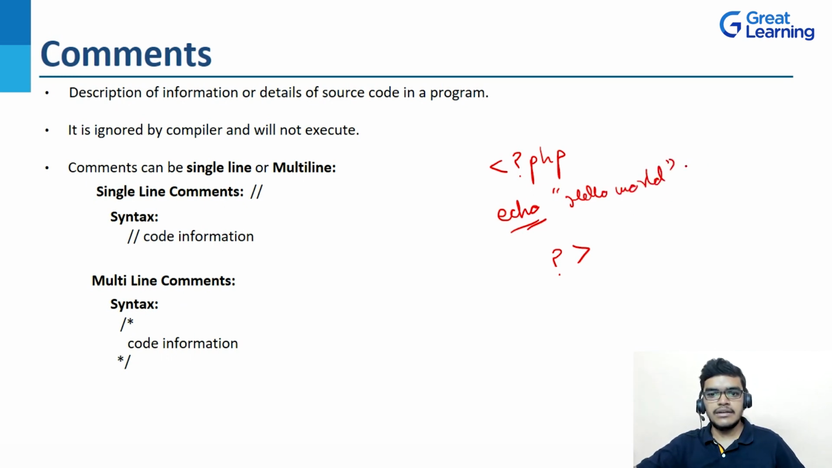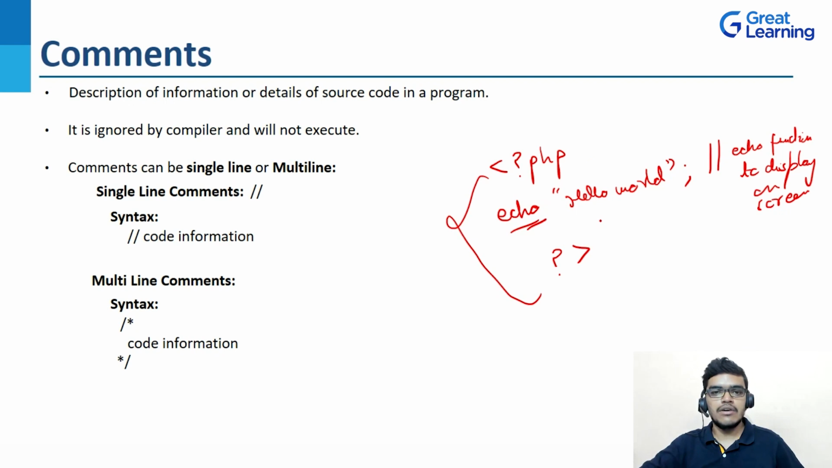okay? And then what I will do, I will use comment. So I will write echo function is used to print, or you can say that echo function is used to display the output on screen. So what will happen here, when I will execute this program, then this comment will not be executed. So that's why I have written here it is ignored by the compiler and will not execute, right?